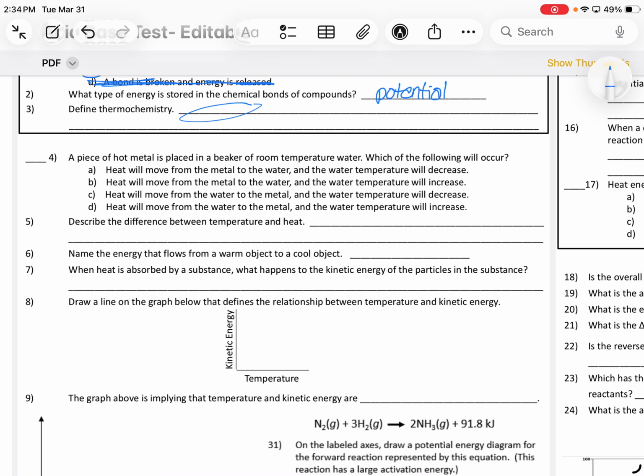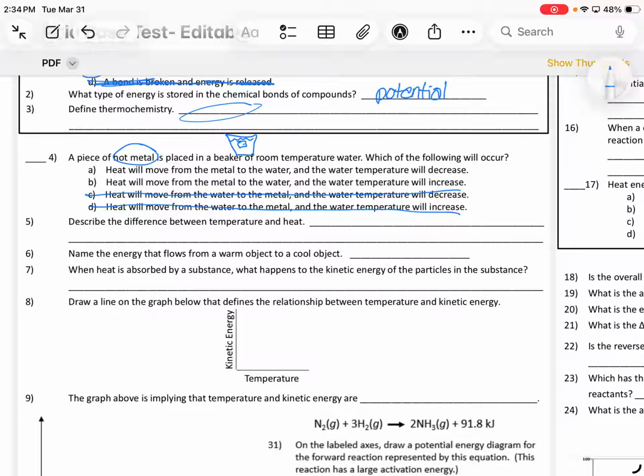A piece of hot metal is placed in a beaker of room temperature water, which of the following will occur? So it's hot metal, and it's being placed in lower temperature, room temperature water. So heat always moves how? From high temperature to low temperature. So it's going to be moving from the metal, which is hot, to the water. It's going to be moving from the metal to the water. So we can scratch out C and we can scratch out D.